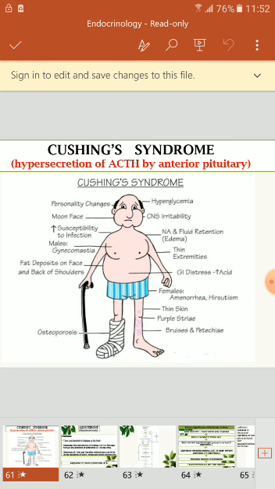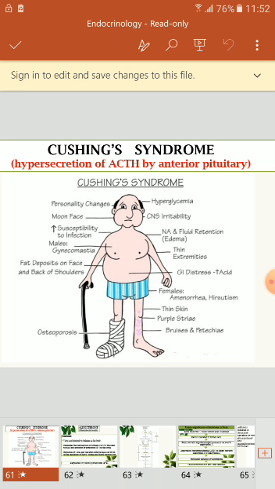And thin skin, purple striae, bruises, petechiae. Purple striae are the purple lines present on the skin. Bruises and petechiae mean there would be accumulated blood beneath the skin. There would be thin skin, osteoporosis, weakened bone. So these are some features a person having Cushing syndrome will have.